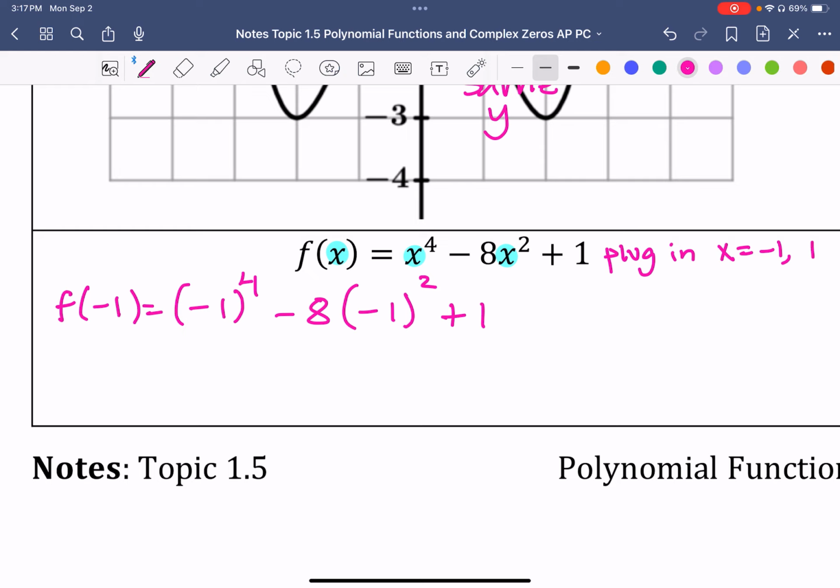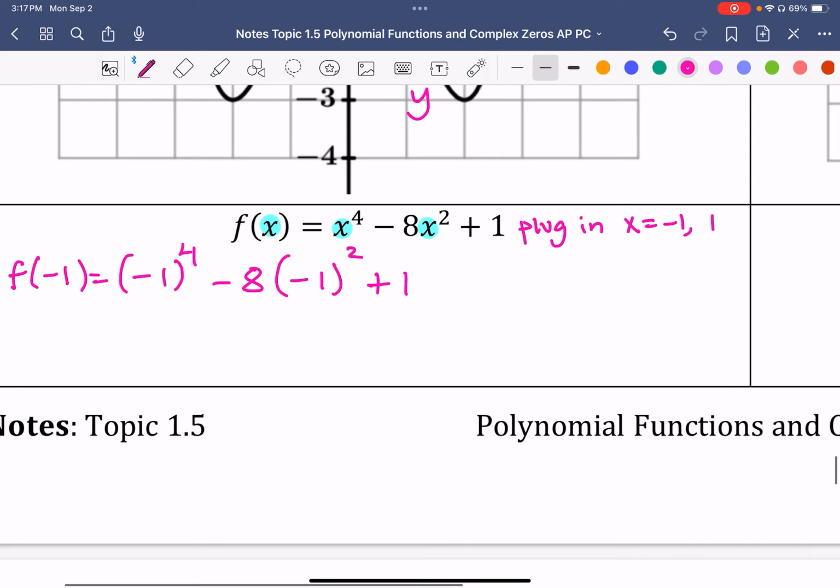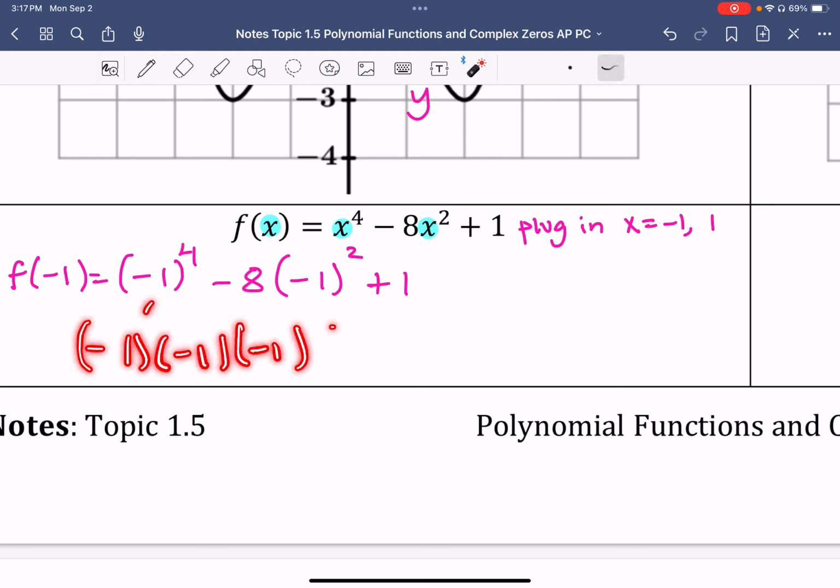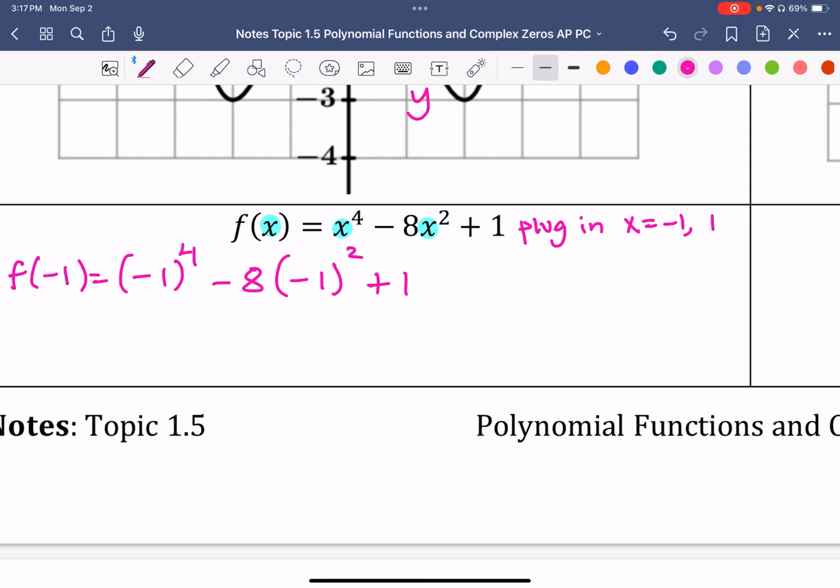Okay, -1 to the power of 4 is a positive number. If you have an even exponent, that negative will become positive, because what that means is that you have -1 times -1 times -1 times -1, right? These two negatives make a positive, these two negatives make a positive, so the whole thing ends up being a positive one, okay?